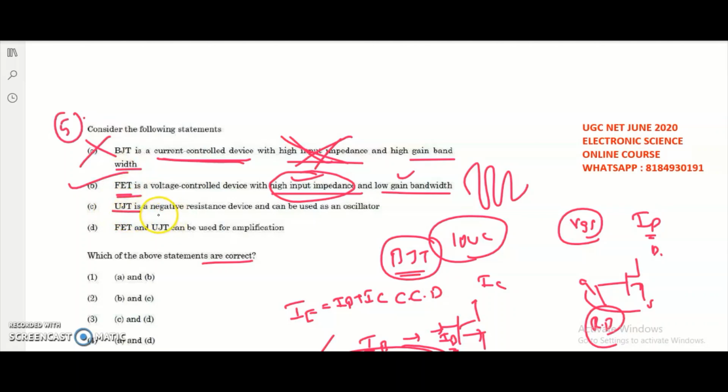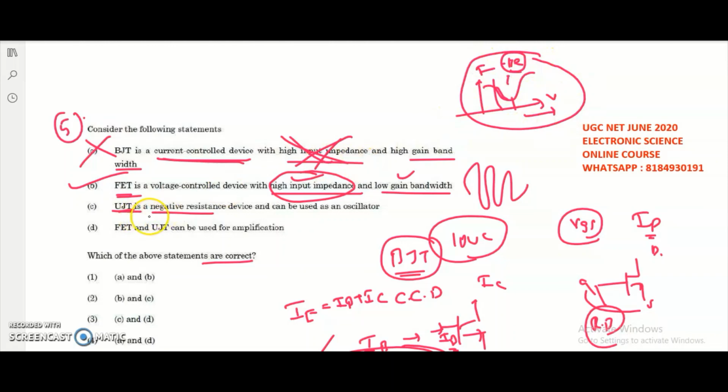And coming to the UJT, generally the UJT has negative resistance. Why? Because if you observe the VI characteristics of the UJT, you will get it like this. Wherever, in the part where you increase the voltage but the current is decreasing, that is nothing but the negative resistance part. So negative resistance is shown by the UJT. We can understand it with respect to the VI characteristics of the unijunction transistor. With the help of this negative resistance property, UJTs are helpful for oscillator applications, right? So option C is also a correct one.